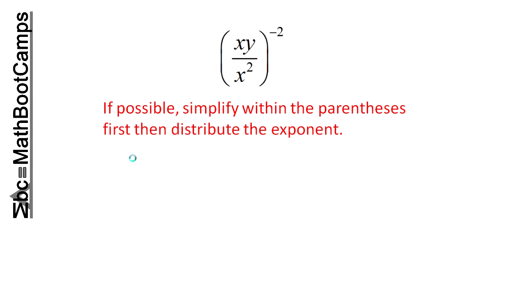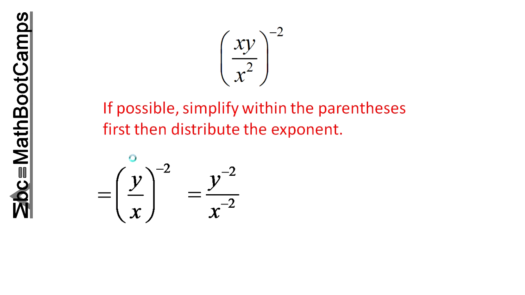Or I could cancel. I say, okay, I'm going to cancel that x on top with one of the x's on the bottom, and I'm left with just an x on the bottom in the denominator. And then I still have just my y in the numerator. All of this is the minus 2 power, so now I can distribute that minus 2 power.